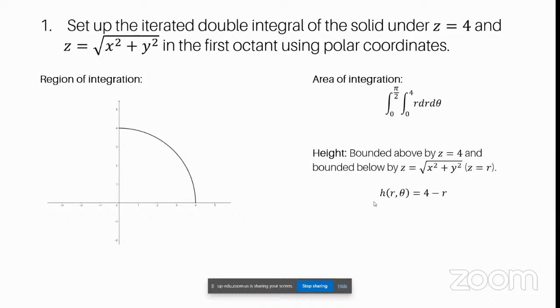And then to set up for the volume in terms of polar, we just incorporate the height by gagawin nating integrand yung height nung solid. So it would be this one. Nadagdag lang dito yung 4 minus r.